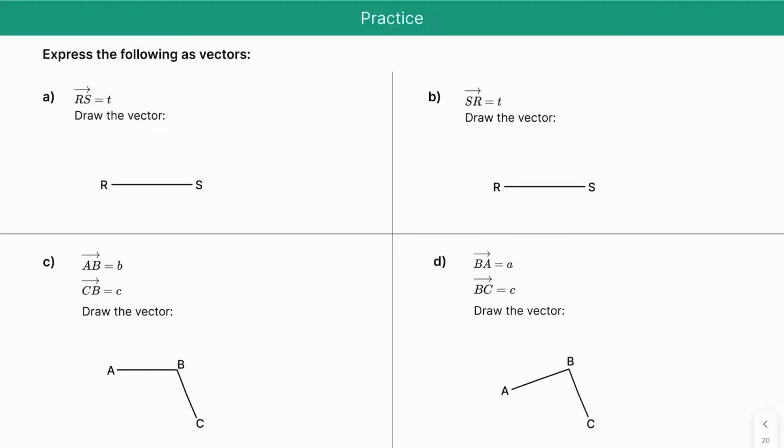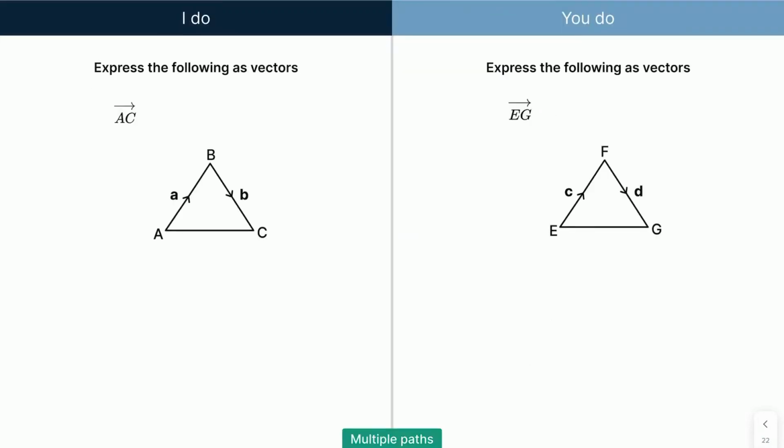So here's some practice questions for you to have a go at. Press pause and have a go. Here are the answers, mark your work. So moving on to something a little bit more advanced now, but it's going to use the same thing we've learned before. We're going from A to C.